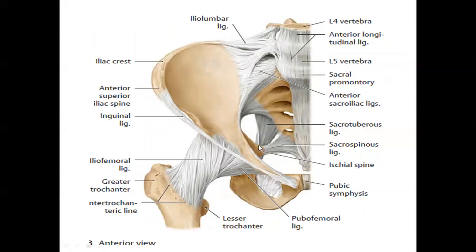So this is another diagram. This is showing your iliofemoral ligament and this is your pubofemoral ligament.